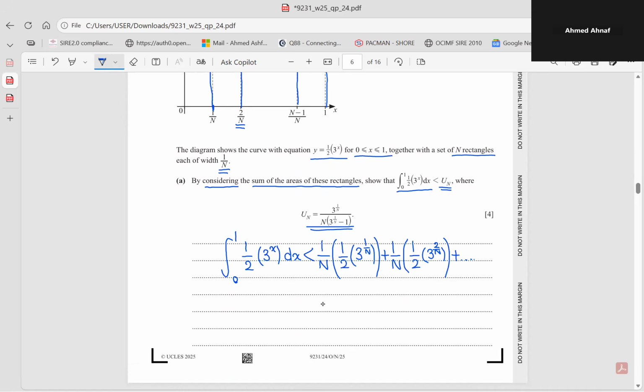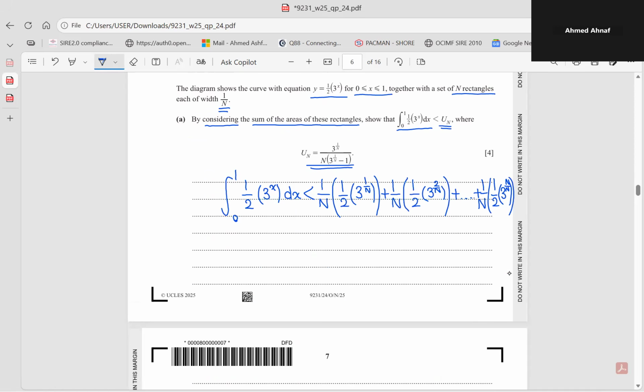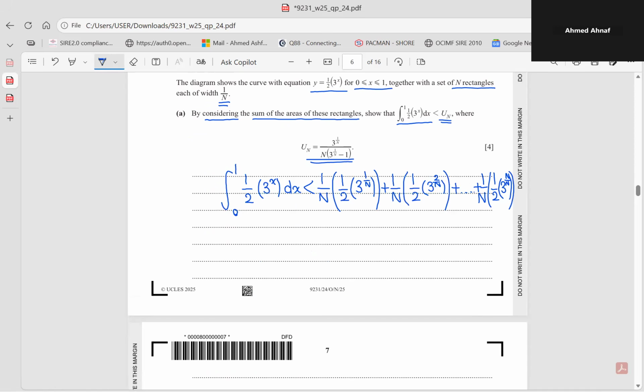So yeah, we can write plus 1 over n, 2 times 3 to the power of n over n. So n over n is for consistency's sake.